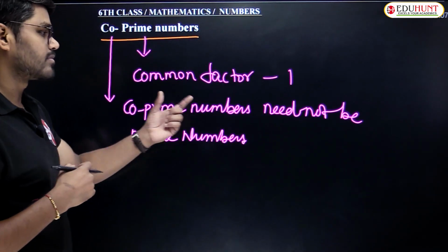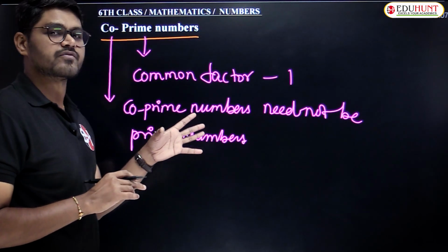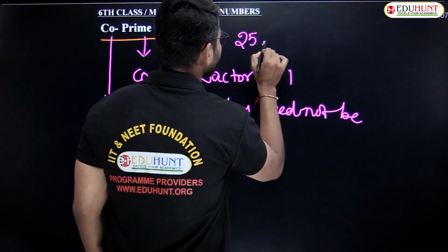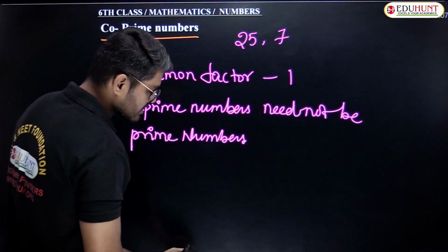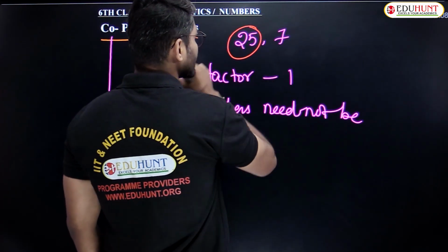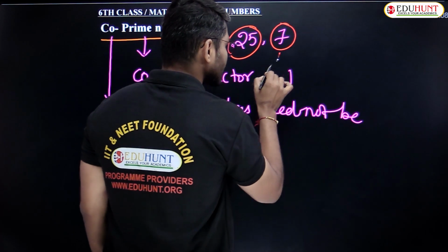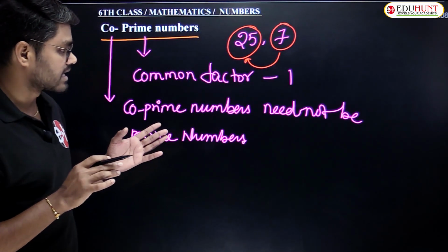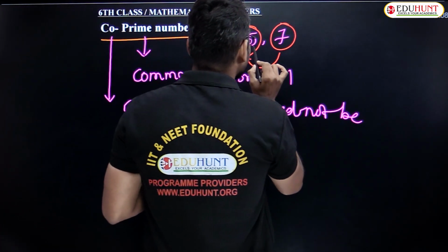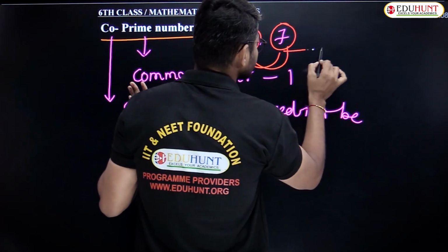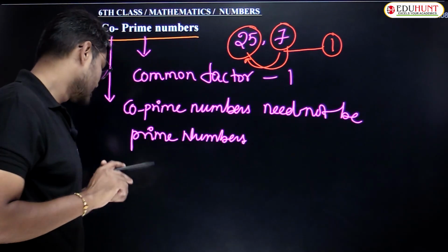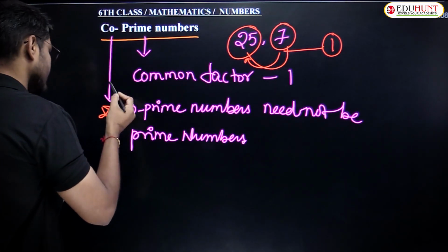Co-prime numbers need not be prime numbers. This is a very, very important point. For example, if I take 25 and 7, 25 is not a prime number, but 7 is a prime number. Here we can understand that co-prime numbers need not be prime numbers, but the common factor is 1 only. Did you understand? That is a very important point.